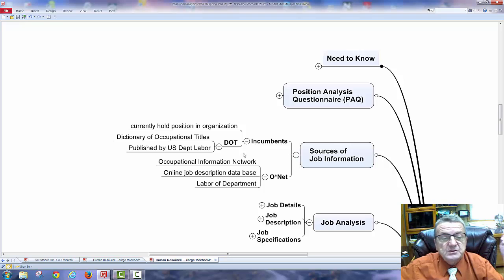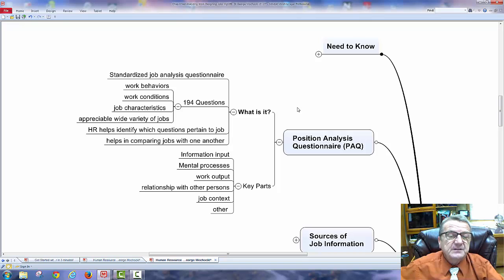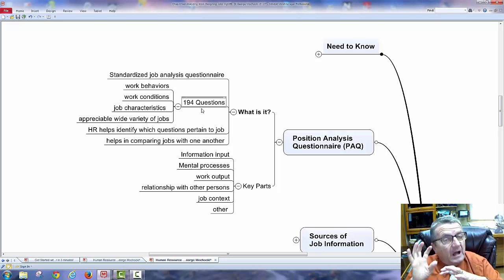Sources of job information include the Dictionary of Occupational Titles, published by the U.S. Department of Labor, the Occupational Information Network, and online job descriptions, okay? So we have that one. Position analysis questionnaire: a standardized job questionnaire on work behavior, with certain questions on job characteristics, covering a wide variety. There are a lot of articles, and we'll be discussing things about assessments. HR is a lot of assessments. You have so many people who want to do the job. How do I basically minimize my pool and just get the people that are really ready for this type of work? I understand I'm going to miss some.